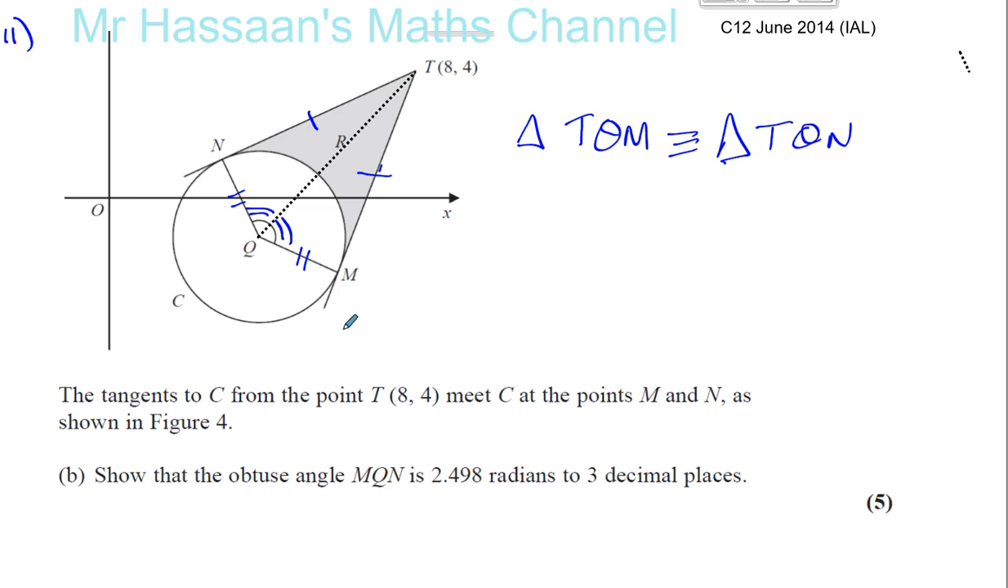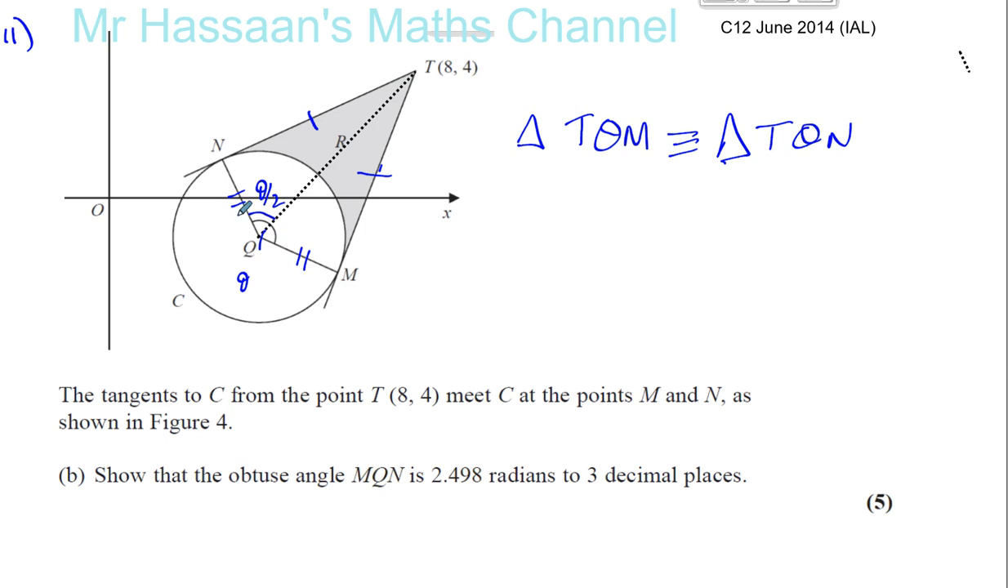So what I need to do is call the whole angle that I need to find theta. This angle is theta, that's what I'm trying to find. So this part of it, I can say is theta over 2, half of theta. The whole thing is theta, that's theta over 2.